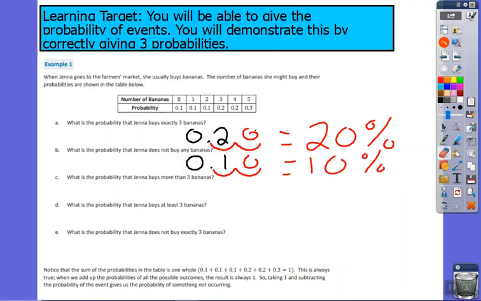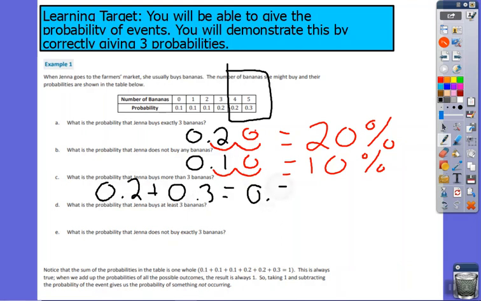C, what is the probability that Jenna buys more than 3 bananas? Okay, so if I want it to be more than 3 bananas, it would have to be this stuff above it. So that is the 4 and the 5. So I'm going to take both of those probabilities, 0.2 and 0.3, and I'm going to add them together. So that gives me 0.5. Again, if you'd like it as a percent, we can move it 2 places over, and that is going to get me 50%. So there's a 50% or equally likely odds that she is going to buy more than 3 bananas.